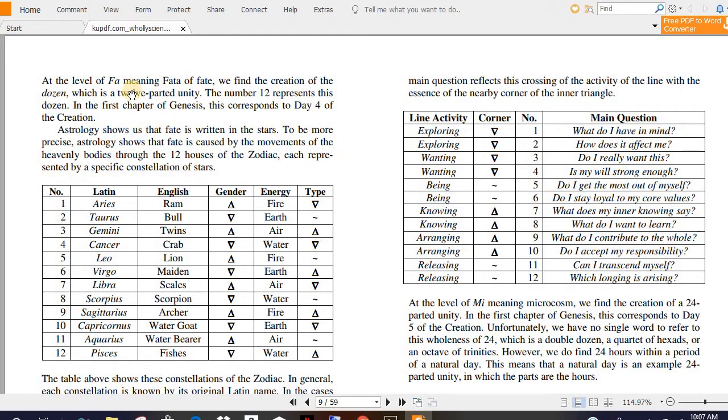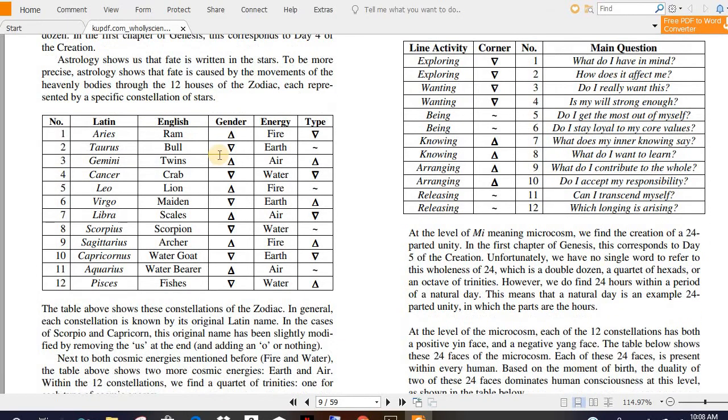So at the level of fa, meaning fate, fata, of fate, we find the creation of the dozen, which is a 12-parted unity. The number 12 represents this dozen in the first chapter of Genesis. This corresponds to day 4 of the creation. Astrology shows us that fate is written in the stars. To be more precise, astrology shows that fate is caused by the movements of the heavenly bodies through the 12 houses of the zodiac, each represented by a specific constellation of stars.